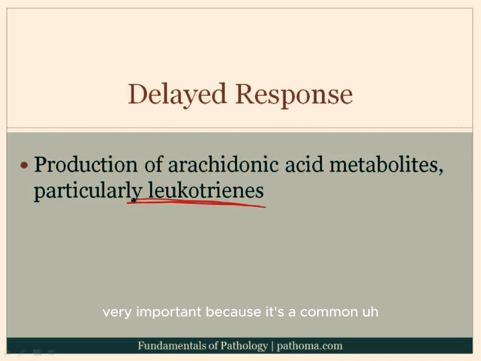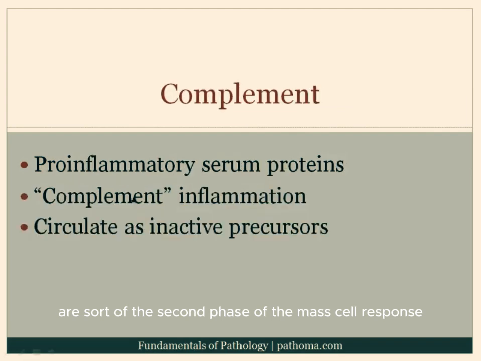Very important because it's a common question that can show up on examinations. I could ask you, for example, that a patient has mast cells which activate the acute inflammatory response, and several hours later the acute inflammatory response continues. What is the major mechanism by which mast cells will allow for the progression of the acute inflammatory response? And the answer would be the production of arachidonic acids, particularly leukotrienes, high yield. Leukotrienes are the second phase of the mast cell response.